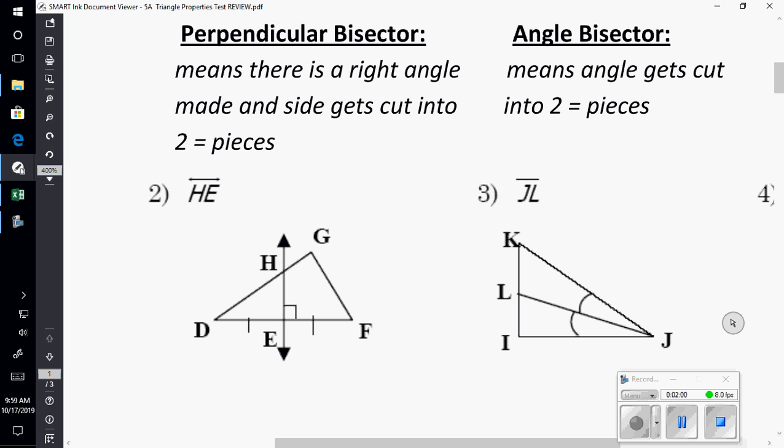Perpendicular bisector is going to be perpendicular to a side, 90 degrees there. And that side is also going to get cut into two equal pieces.